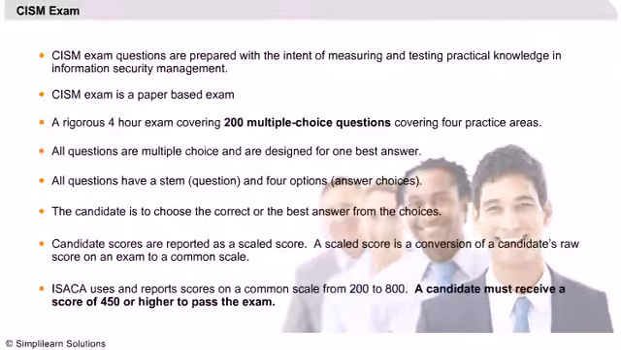ISACA uses and reports scores on a common scale from 200 to 800. A candidate must receive a score of 450 or higher to pass the exam. Let's now look at the question pattern.